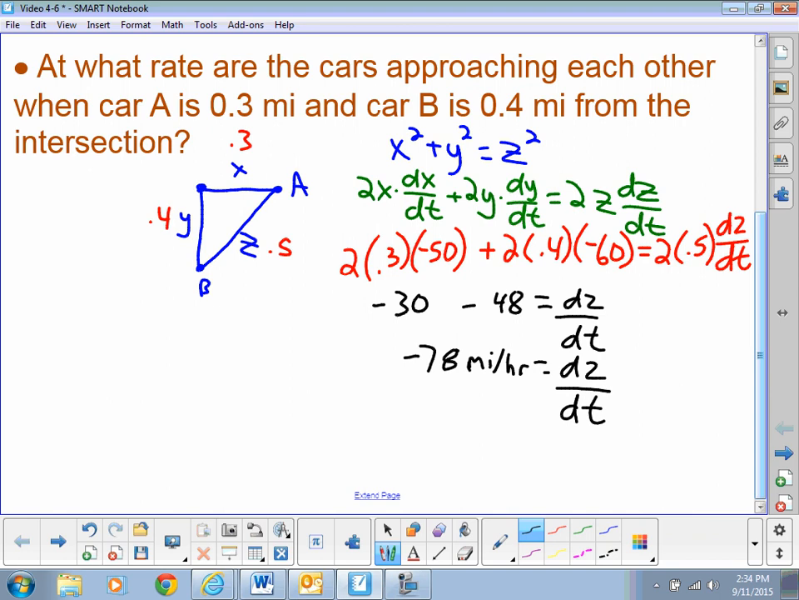Probably the most common error in these problems is, if the length is decreasing or the value is decreasing, you've got to make sure you put the rate in as a negative.